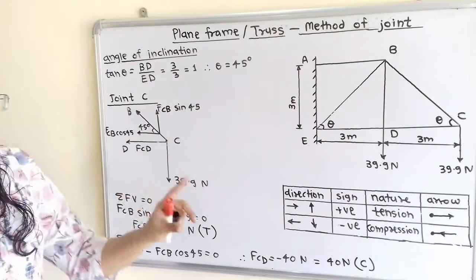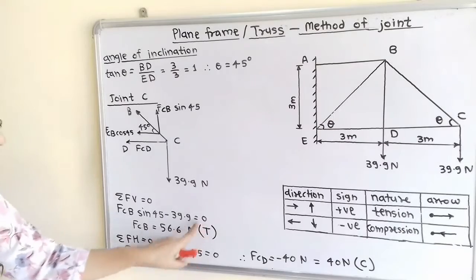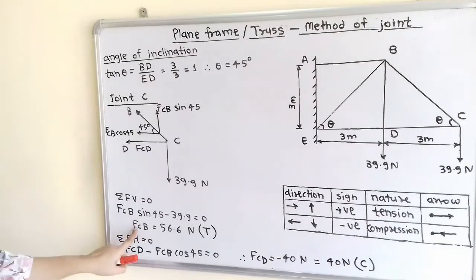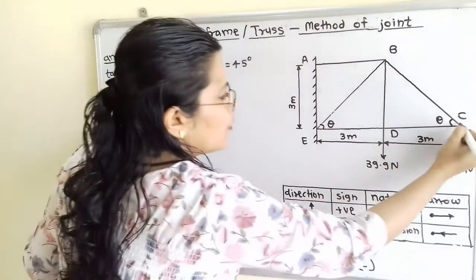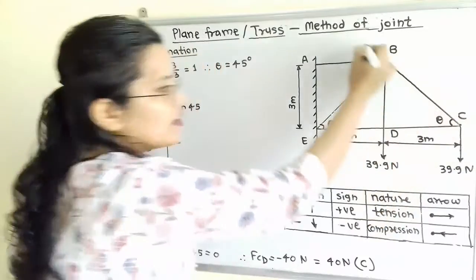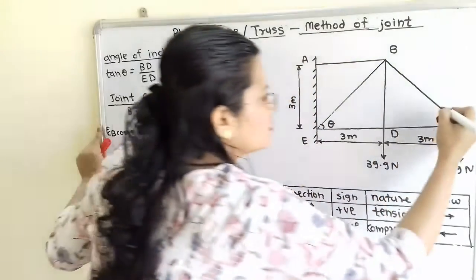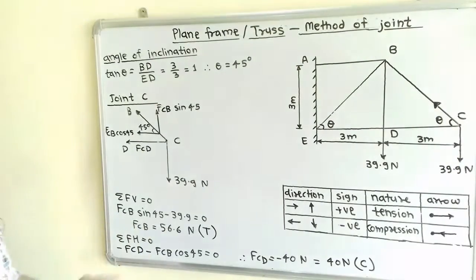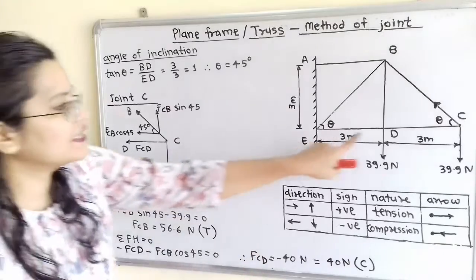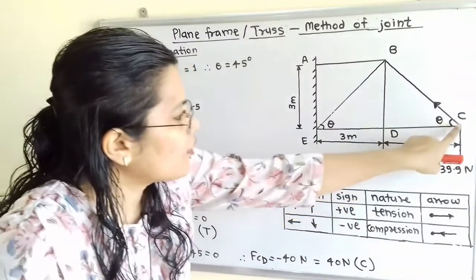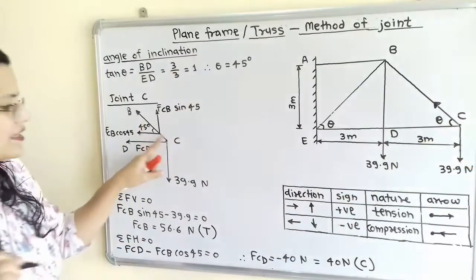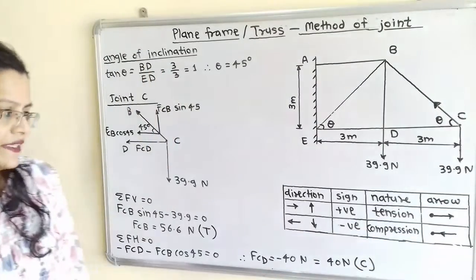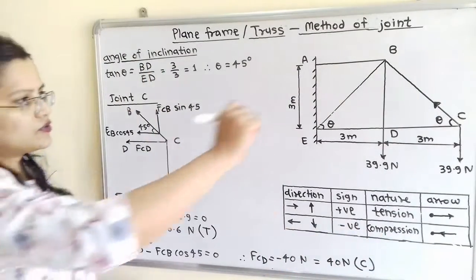Now we will also show the direction. For tension, we have to show the arrow away from the joint. So here is CB. From point C towards B, I will show the arrow away from the joint for FCB. Now FCD, here is C to D. From joint C, because we have selected C here, we have to show the arrow towards the joint because compression is there. So I will show it here.